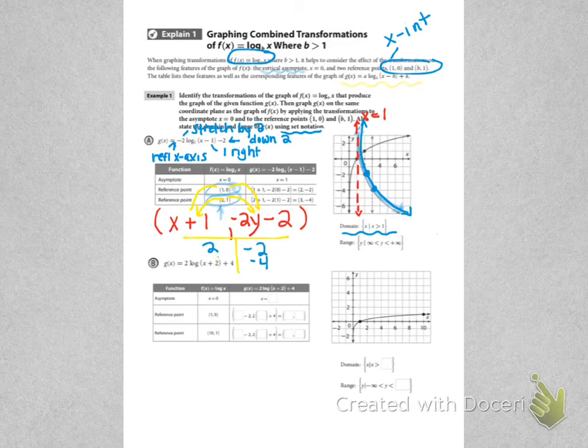So first of all, I can see that there is a horizontal slide, and that's going to go 2 units to the left. And that means that that vertical asymptote, which was at the y-axis, is going to move 2 units to the left now. Okay? So I know it's now at -2. X equals -2 is my asymptote.